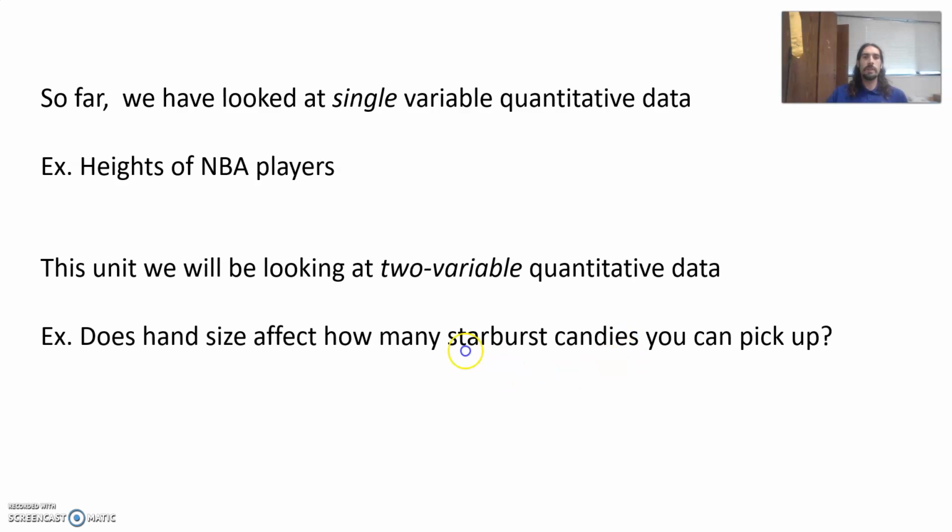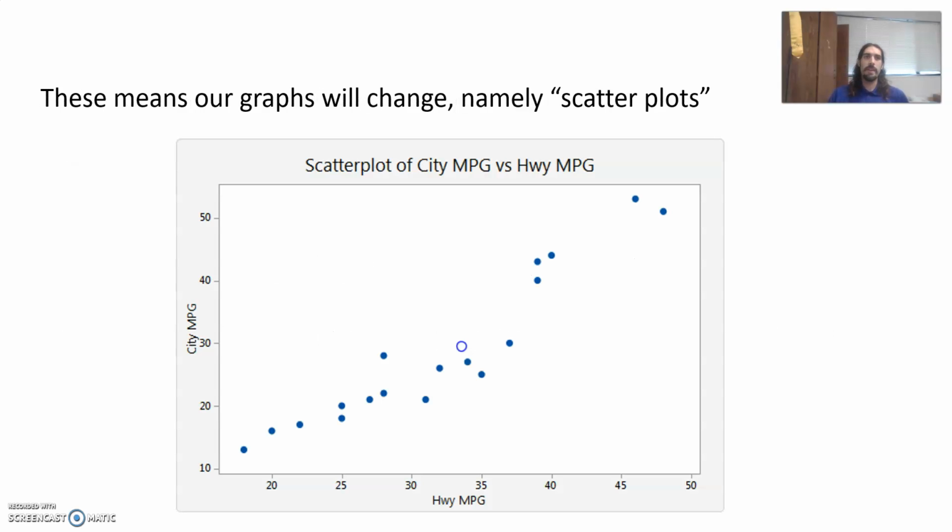In Unit 2, we are now looking at two variable quantitative data. So rather than one of our values being counts or tallies, now both values are measurements. So for example, does hand size affect how many Starburst candies you can pick up? Hand size is a quantitative variable, and how many candies you can pick up is a quantitative variable.